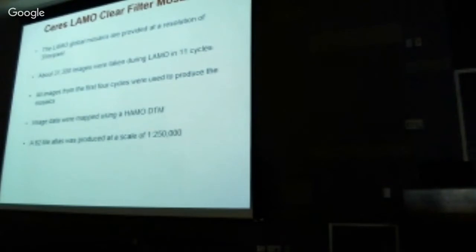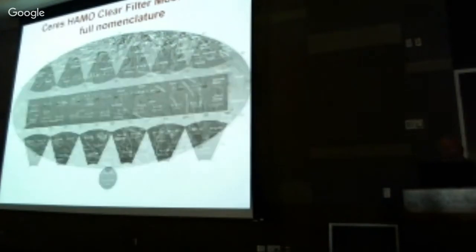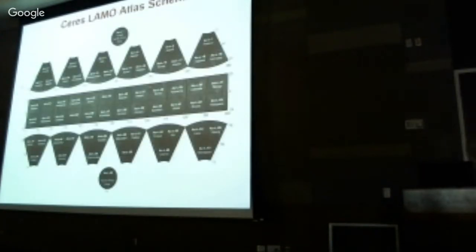We produced a 62 tile atlas at 1 to 250,000. A 62 tile atlas was already suggested by Greeley and Batson in their paper, but to my knowledge, it's the first time that a 62 tile atlas was finished for a planetary body. Once again, the global mosaic is still the HAMO mosaic, since you would not see any difference in LAMO on the PowerPoint presentation, but it now contains the complete 130 features. And here you can see the 62 tiles of the atlas.